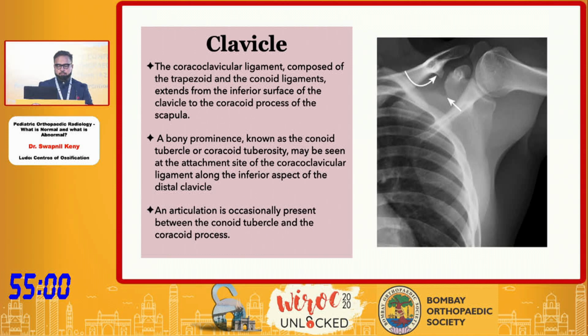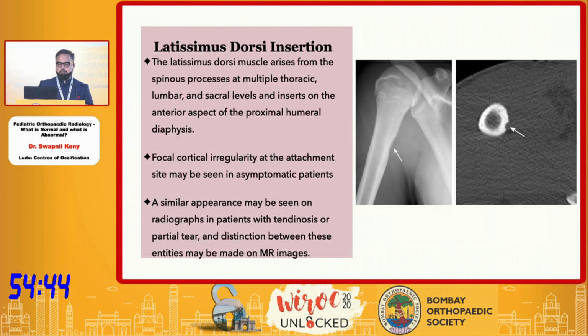Sometimes a bony prominence known as the conoid tubercle or conoid tuberosity may be seen at the site of attachment of the coracoclavicular ligament along the inferior aspect of the distal clavicle, and an articulation at times is present between the conoid tubercle and the coracoid process, and this may be mistaken for a benign tumor.